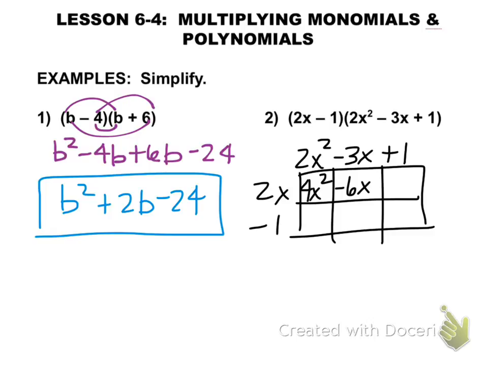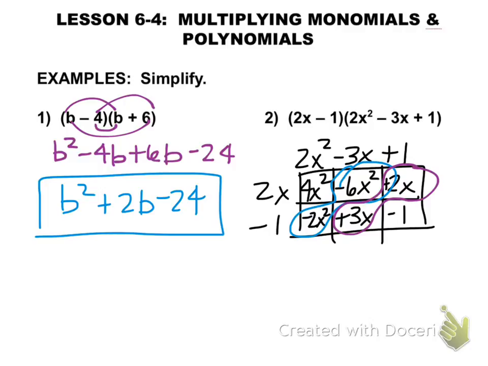Negative 3x times 2x is negative 6x squared, and then 1 times 2x is, again, just 2x. Negative 1 times 2x squared is negative 2x squared. Negative 1 times negative 3x is a positive 3x. And then negative 1 times 1 is negative 1. Here, remember, like terms are always going to be on your diagonal.